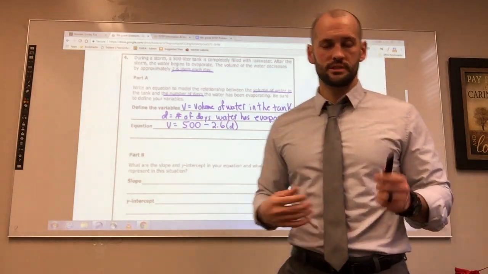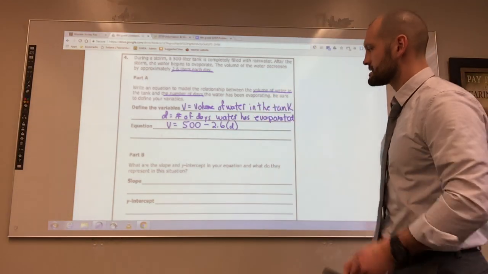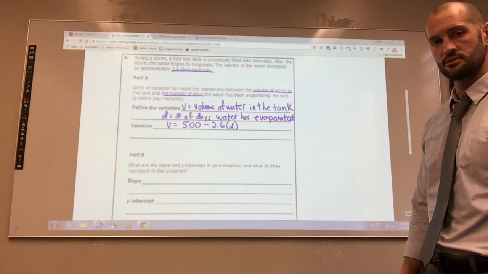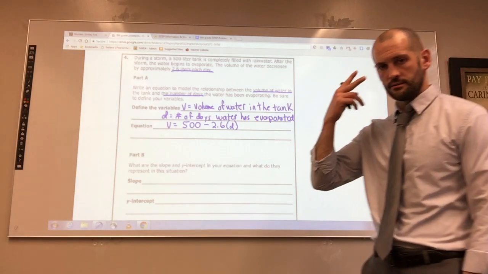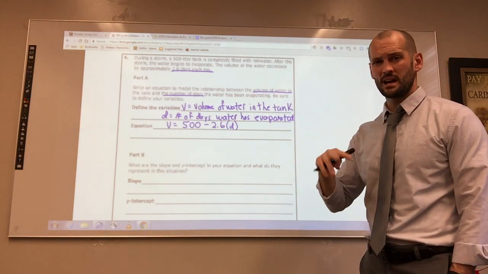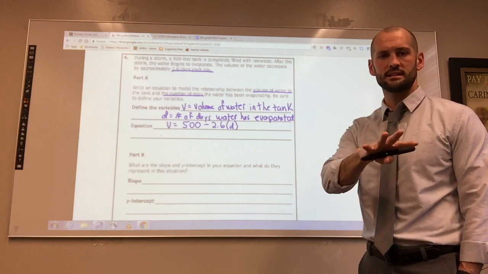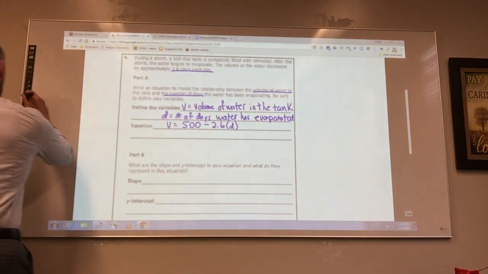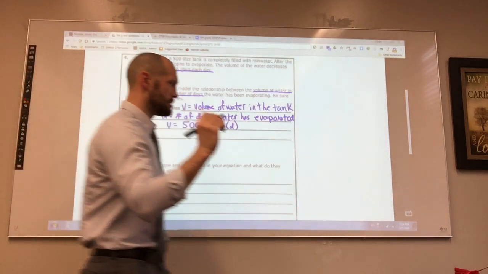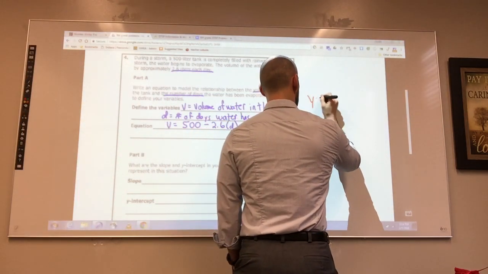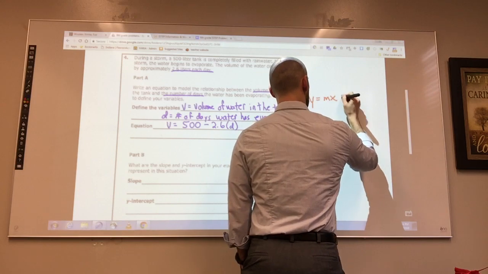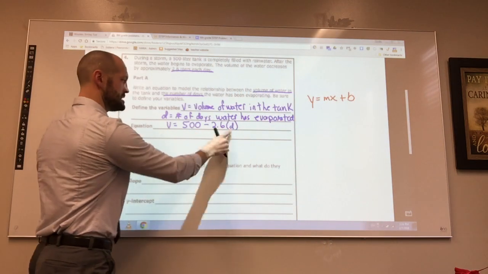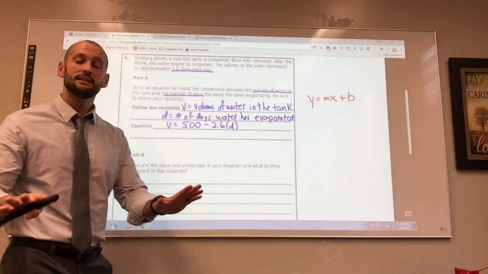Part B, this is where students will second guess themselves, all right? It asks, what are the slope and y-intercept in your equation, and what do they represent in this situation? A couple things go through your head. One, you may be thinking, I thought I just answered that. And we'll get to that in a second. But two, some students are freaked out, like, oh no, Mr. Clergett and Mr. Henwalt taught me it's y equals mx plus b, where there's my variable. This is in the opposite order. Uh-oh. That's okay.